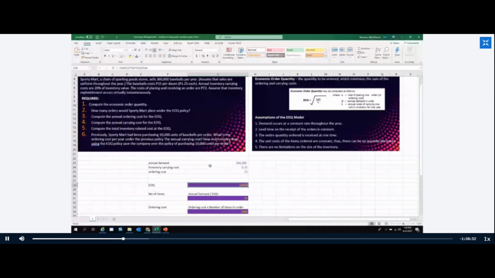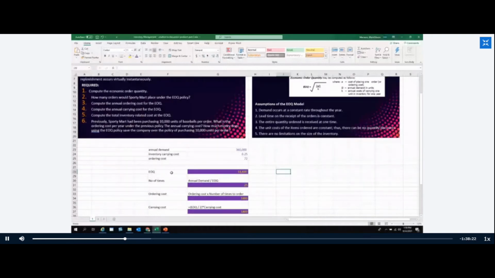So, sige, pag-usapan natin paano yung computation, no? So, square root of annual demand multiplied by the ordering cost, multiplied by 2 divided by carrying cost of 0.25, no? So, the answer is 14,400. So sabi natin, ano nga ulit ang EOQ? This is the level we should order, no? Where we are going to minimize both your carrying cost and ordering cost, no?